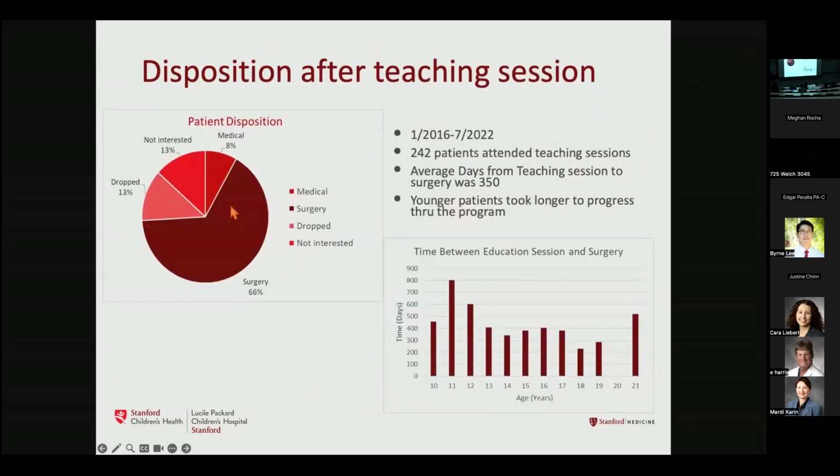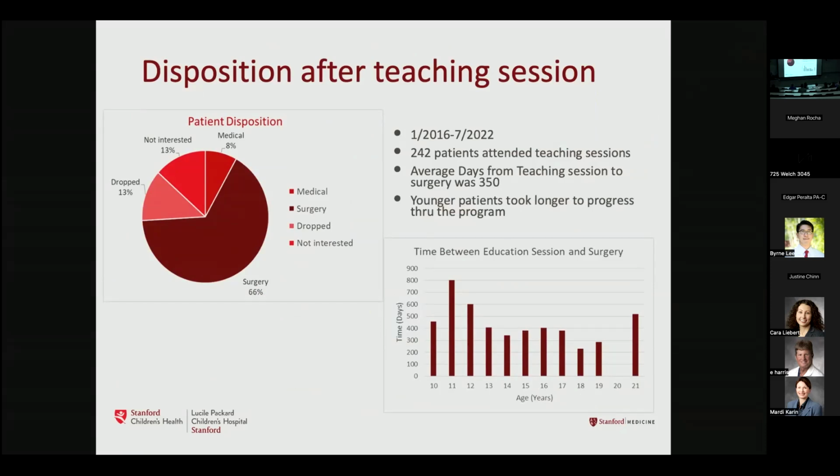This is what happens after our teaching session. After that information session, about 66% of the kids go on to have surgery. About 8% join the medical program. 13% end up dropping out, and 13% just don't even start. They're not interested. They're not ready for that. Many of them do come back, and we're studying that now, and some of them do end up going into the medical program. Some of those that drop out are not interested. We're looking at that data right now.